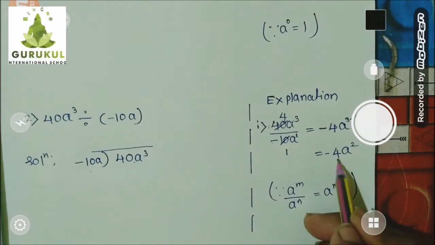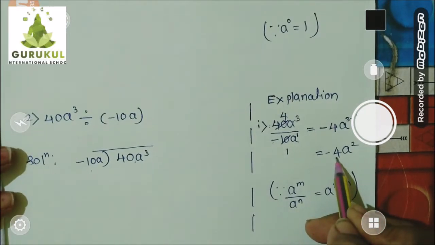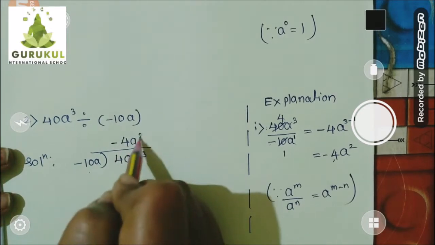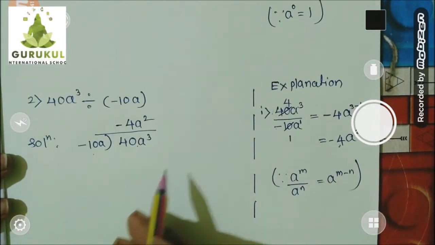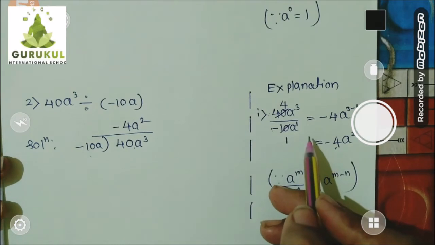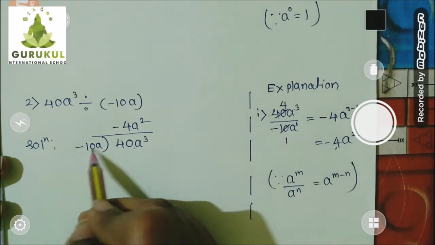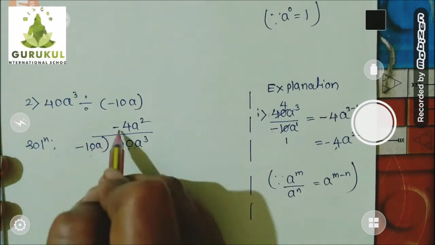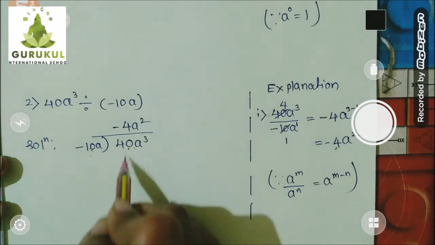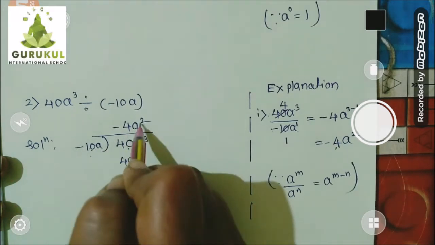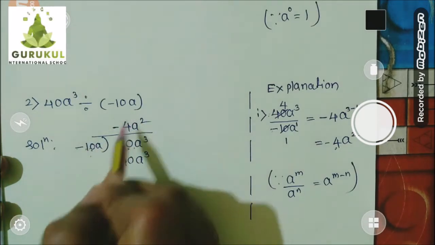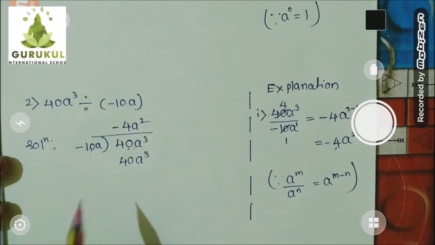Okay. Now this becomes a quotient. So this quotient I will write over here, minus 4a square. And children, it means if you multiply minus 10a and minus 4a square, you will get this product only. If you want, you can cross check also. See, minus into minus is plus. 10 fours are 40. A into a square, a raised to 3. So when I multiply these two numbers, I got the same number over here.